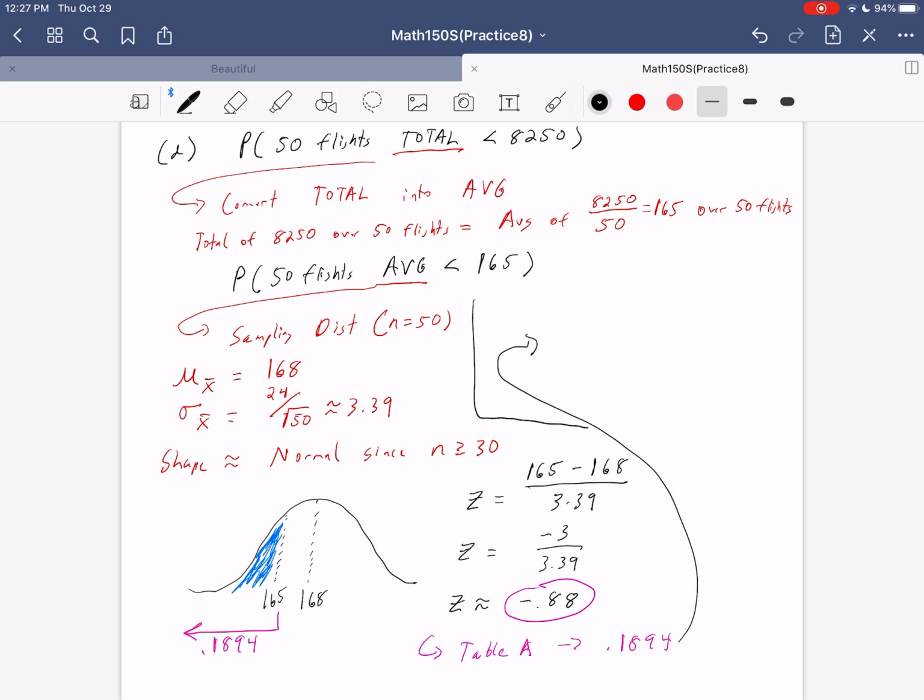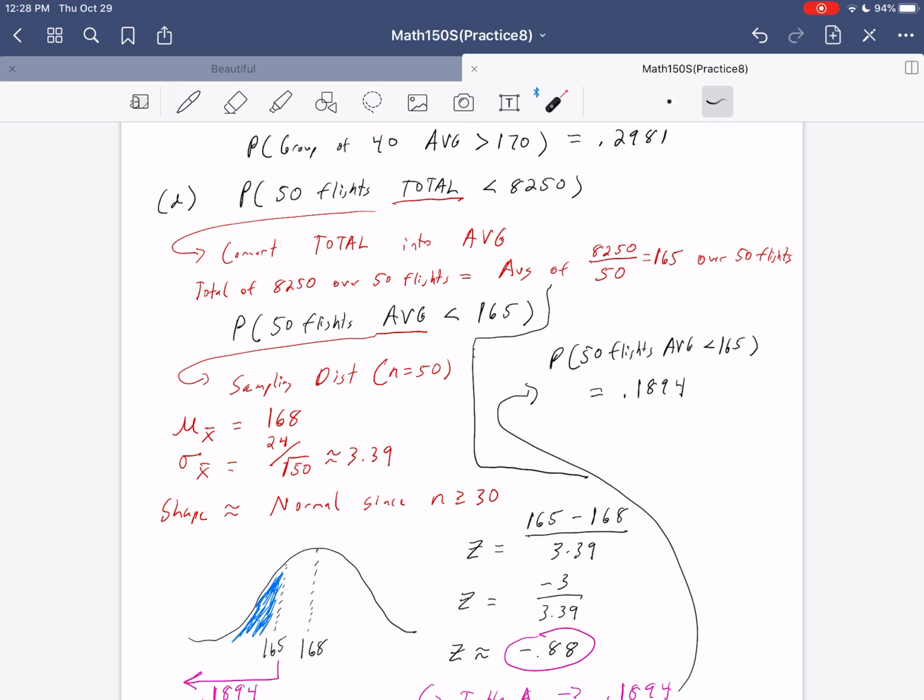So just put a little separation. So once we get that, we can say that the probability that 50 flights have an average less than 165 is indeed just 0.1894. Now you might say, okay, is that actually the same as the answer we wanted? Well, yes, right? We wanted to get the chance that 50 flights have a total less than 8,250, but as we saw right here, that is exactly the same as having an average less than 165. So it's totally fine to just conclude with this, because this right here shows that this probability is equivalent to this one. So once we know this, we know that that's the same as the answer we wanted.